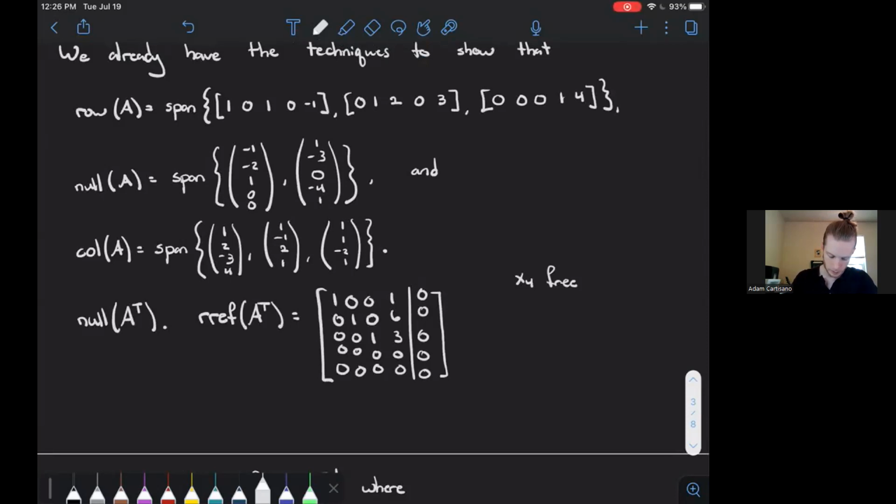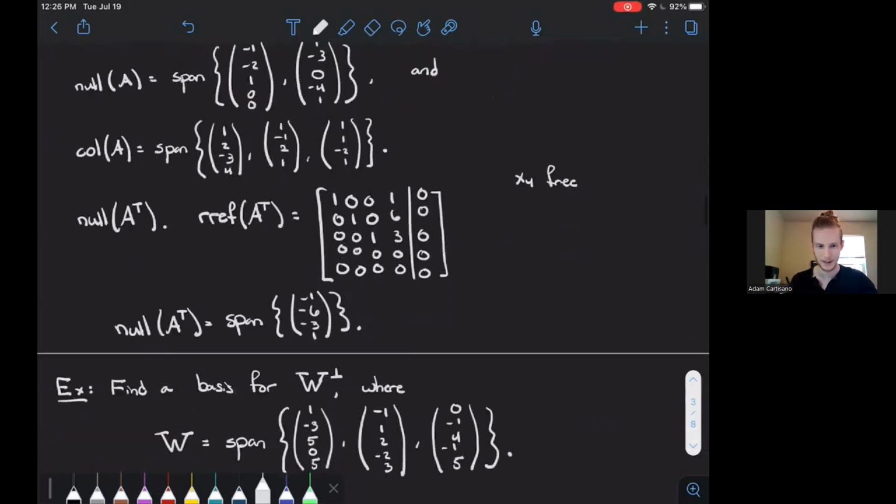So the null space of A transpose is the span of a single vector, namely -1, -6, -3, 1. Okay, just standard procedure, but technically we haven't seen that one done yet. You have to transpose the matrix before computing the null space, as difficult as that might be.